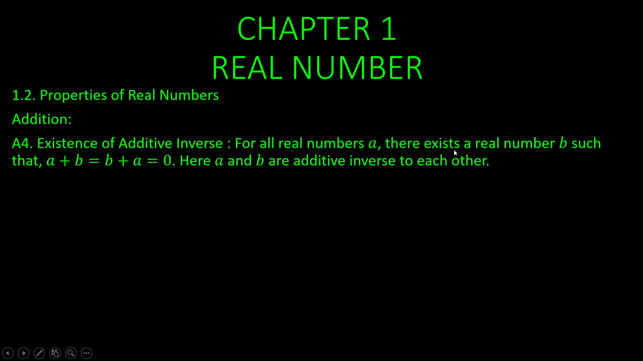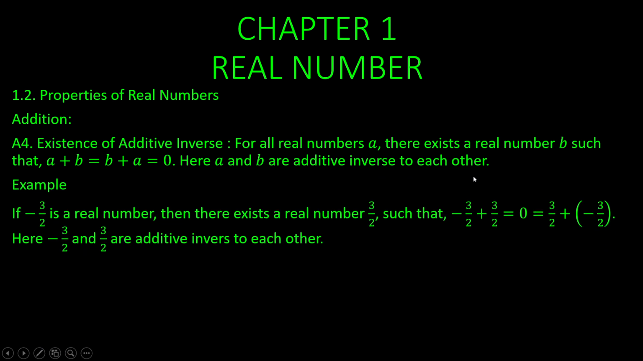Fourth rule, existence of additive inverse. For all real numbers a, there exists a real number b such that a plus b equals b plus a equals 0. Here a and b are additive inverses to each other.